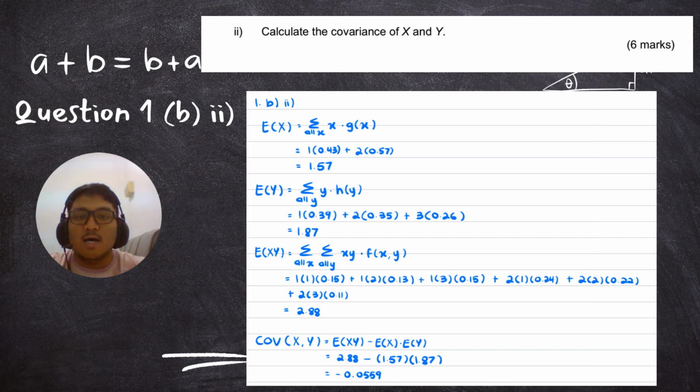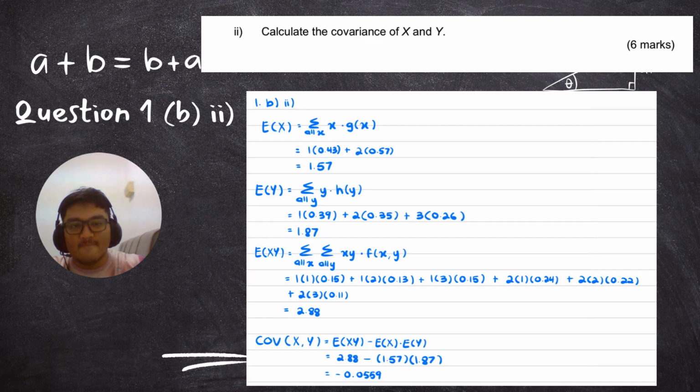And then we have to find the covariance. The formula is shown in the image, which is E(XY) minus E(X) times E(Y). So by substituting in these expected values, we get 2.88 minus 1.57 times 1.87, which results in negative 0.0559.